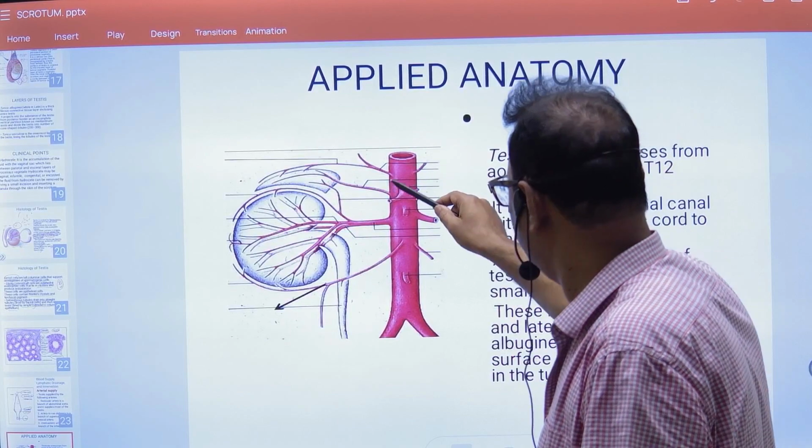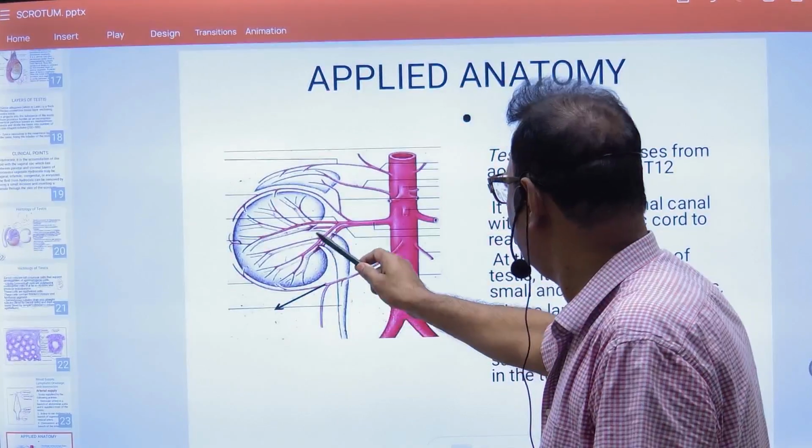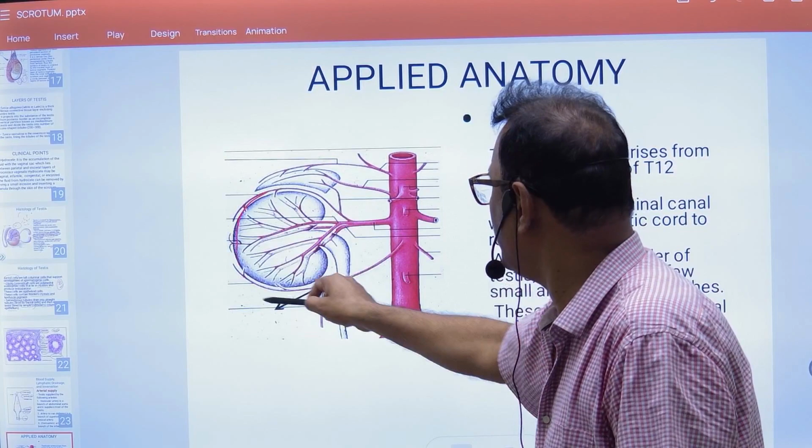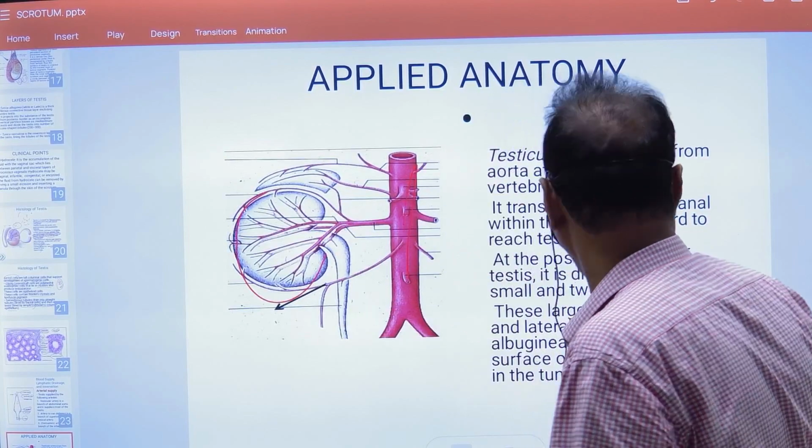See this diagram. This is the renal artery, and this is your kidney here. You have got the abdominal aorta over here.